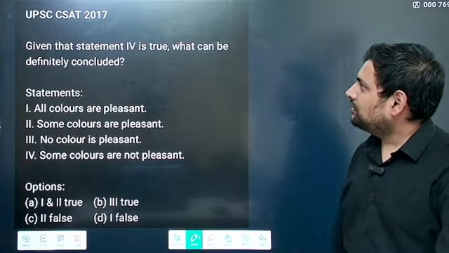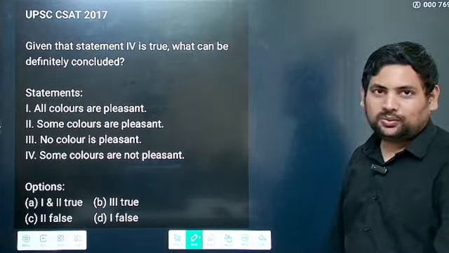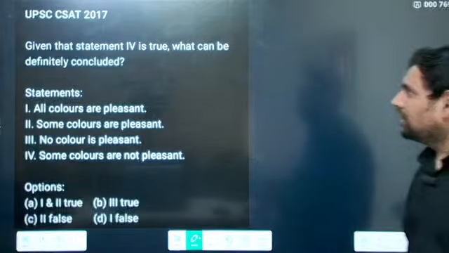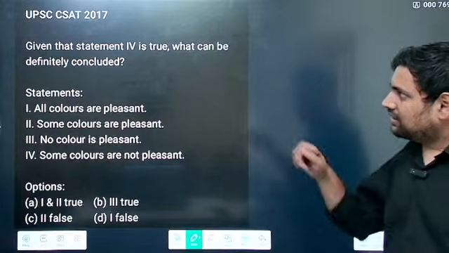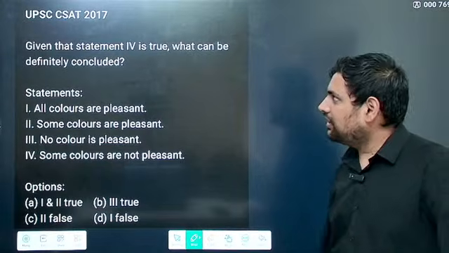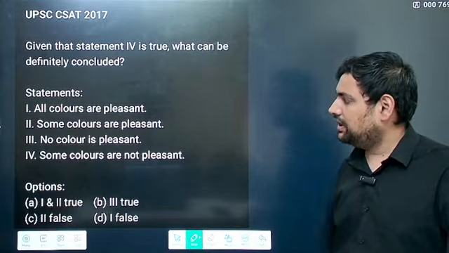Given that statement 4 is true, what can be definitely concluded? This was a good question. Okay, this is the last question. This you will take as homework, very easy. This is the focus. Given that statement 4 is true, what can be definitely concluded?